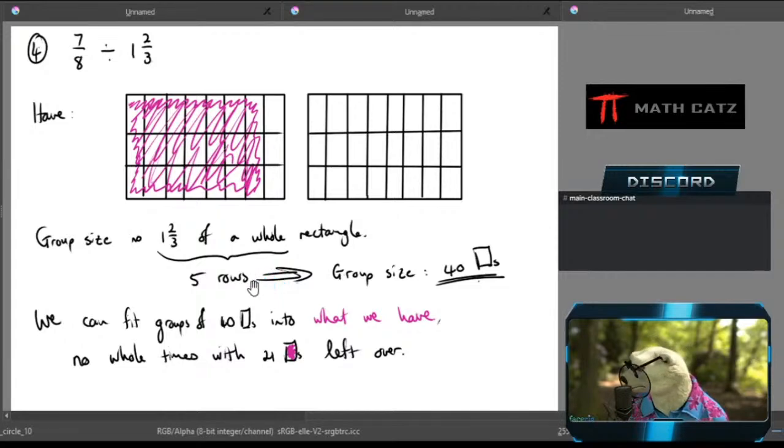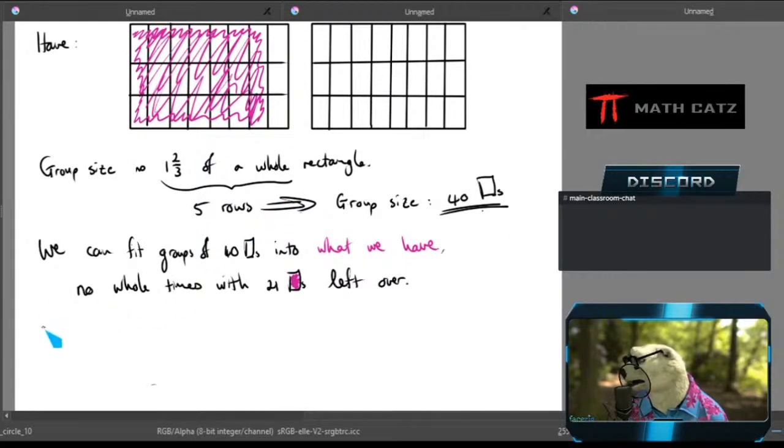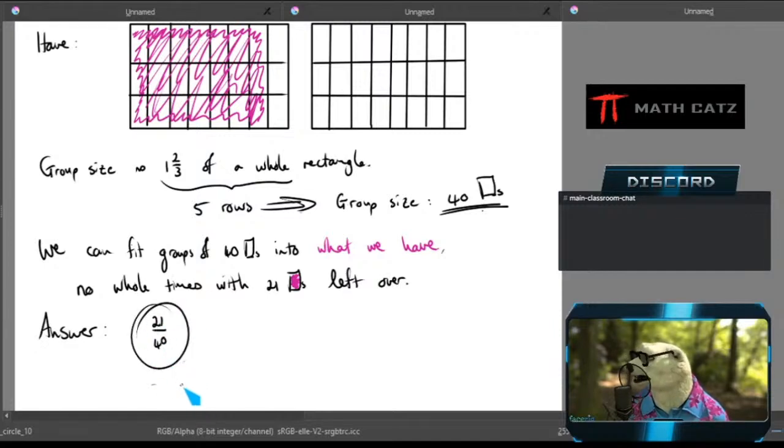So, the question is simply then, what is my answer for the number of times I can do this fitting in, or how many times I can fit a group in, how many groups can fit in, or whatever wording you want to use. I can fit in 21/40ths of a group. Can't even get a whole group in. I can get a little portion of a group. Approximately half, but it's not exactly half. And that is it.